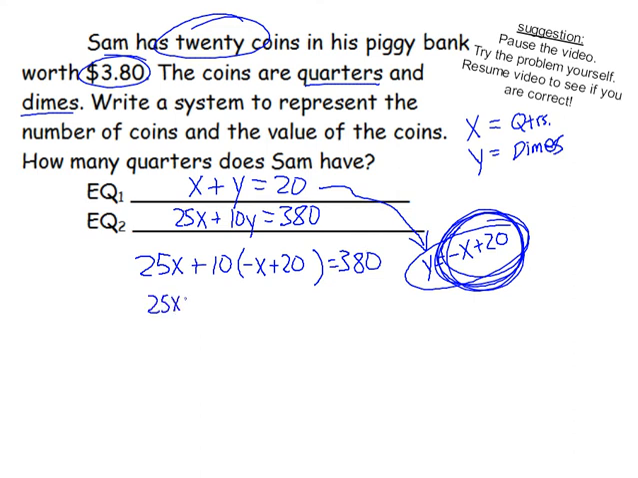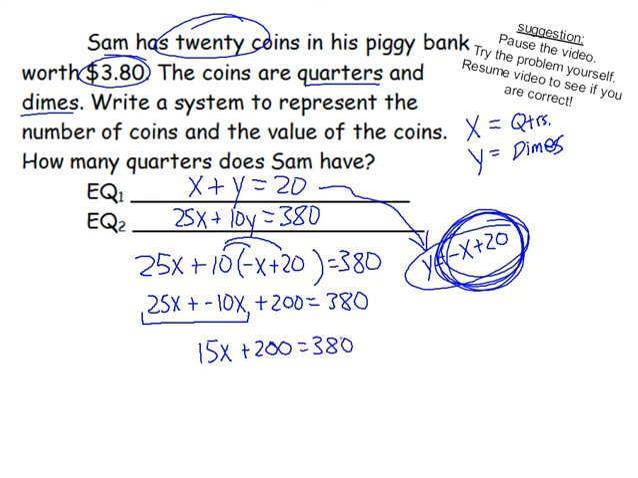What is the point of doing that substitution? Well, you'll see in a minute. I'm going to distribute this 10, so I've got negative 10x plus 200 equals 380. Now I'm going to simplify. I've got 25x and negative 10x on the same side, so I'm going to combine those like terms. That comes out to 15x plus 200 equals 380. Now I'm going to solve it just like you know how to solve equations. 15x is equal to 180. I divide by 15, and that comes out to 12, I do believe.